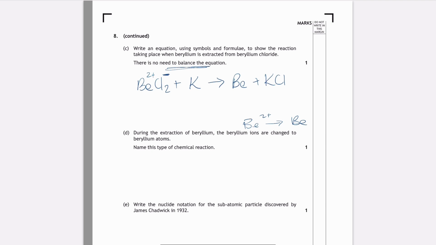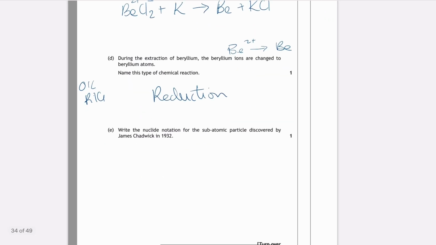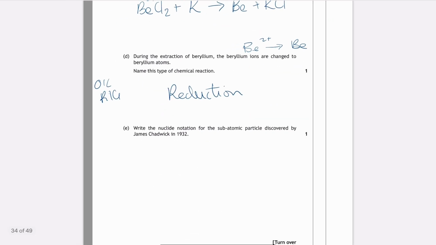That means it's gained electrons, so they've gained negative electrons to become neutral, so that would be reduction. So remember, OIL RIG: oxidation is loss, reduction is gain. As a rule of thumb though, you can just memorise that anytime you're extracting a metal from a compound, it's going to be a reduction reaction that's happening to the metal, okay? Because metal ions are always positive, so if you're extracting them and forming the neutral atoms, then they're always going to be gaining electrons.